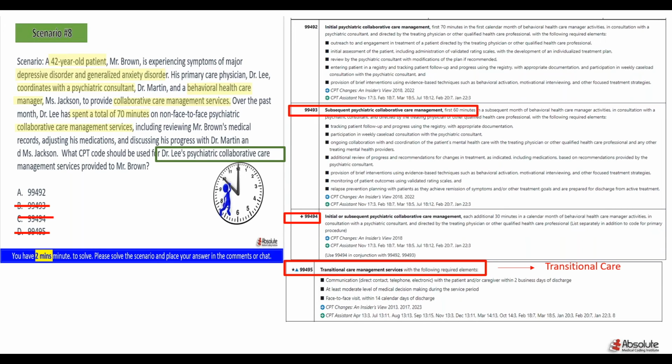So option A is going to be the correct answer, which is 99492. That is for initial psychiatric collaborative care management, sorry, for the first 70 minutes in the first calendar month of behavioral healthcare manager activities in consultation with a psychiatric consultant, directed by the treating physician or qualified healthcare professional, with the following elements. That is going to be the correct answer for us.